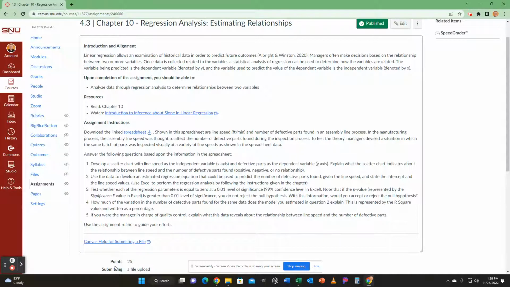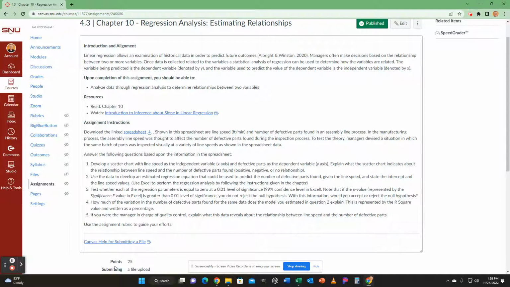So we want to look at decisions made on the relationship between these two variables. In this particular assignment, we're just going to be looking at two variables. We will have an assignment where we're going to be looking at multiple variables. So there's more than one type of regression analysis.